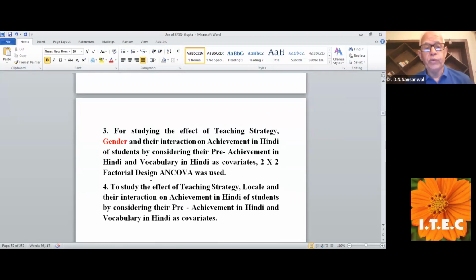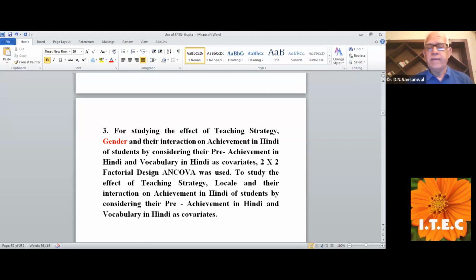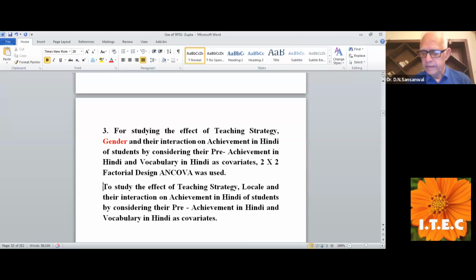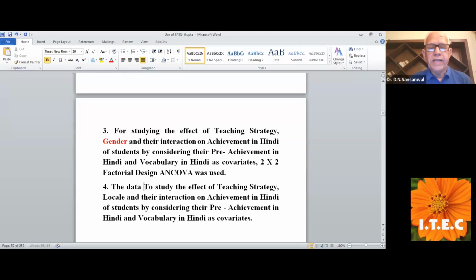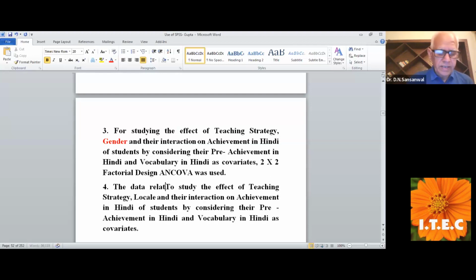Or if you want to make a little change, then you can say the data related to study the effect of this. The 2 by 2 factorial design and ANCOVA was used.